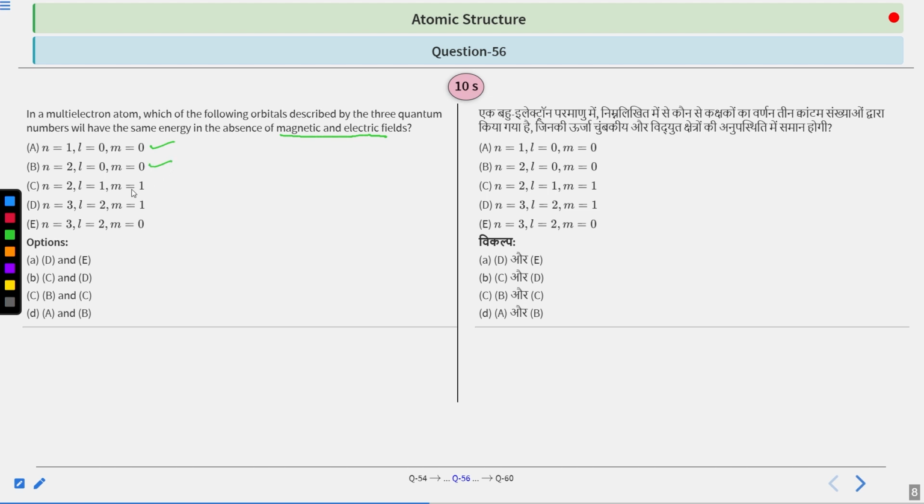Set C, n equals 2, L equals 1, m equals 1. D, n equals 3, L equals 2, m equals 1. And E, n equals 3, L equals 2, m equals 0. The options are A, D, and E; B, C, and D; C; B and C; D; and B and A. Why am I telling the options? So that you get time to analyze the question, right? Okay, you have 10 seconds to solve this question. Your time starts now.